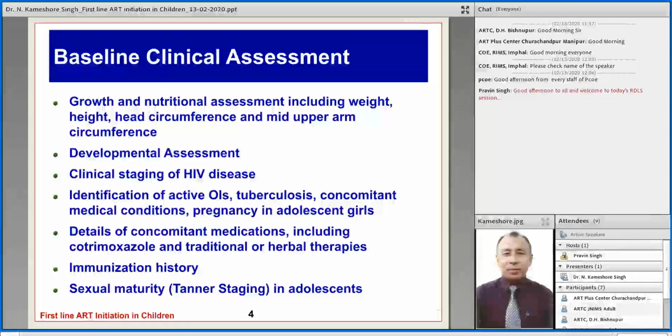So, before starting ART, baseline clinical assessment is very important. We should include growth and nutritional assessments like weight, height, head circumference, and the mid upper arm circumference. We should do developmental assessment, clinical staging of the HIV disease, and at the same time identification of active opportunistic infections including tuberculosis, and concomitant medical conditions. Pregnancy in adolescent girls is to be identified. Details of concomitant medications including cotrimoxazole and traditional and herbal therapies are also required, and we should have a detailed immunization history. And in case of adolescents, Tanner staging of sexual maturity is to be done.